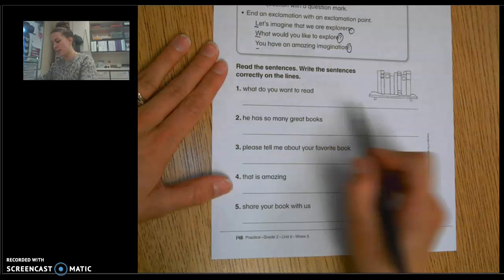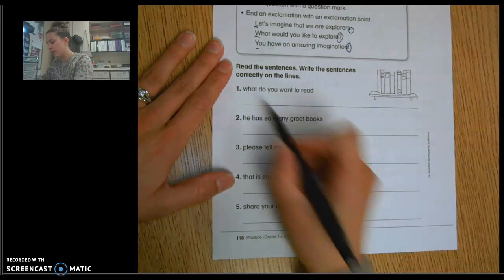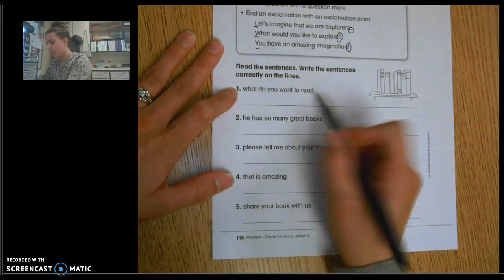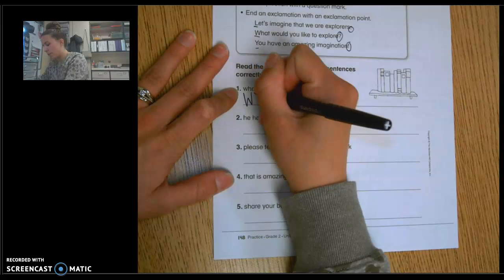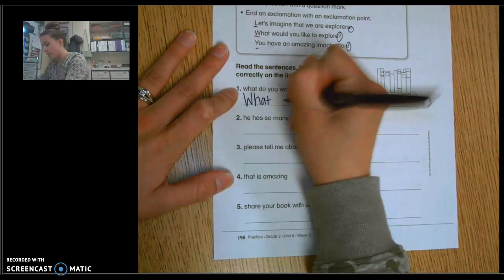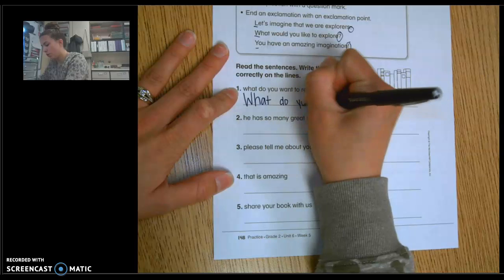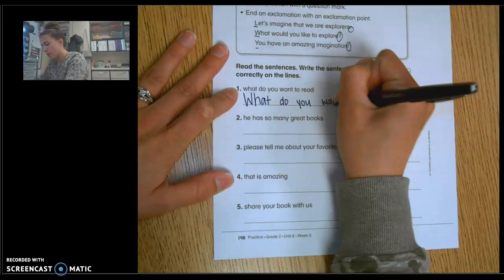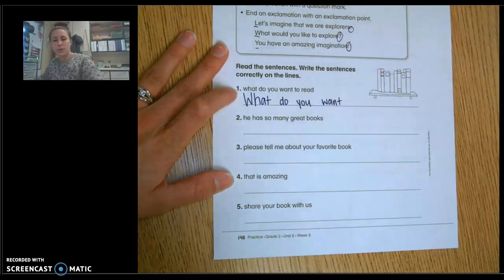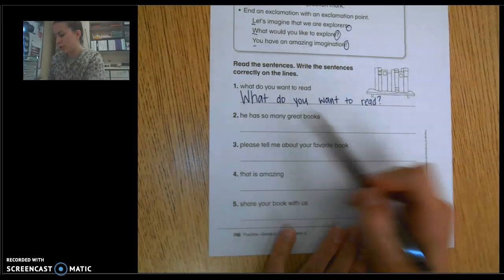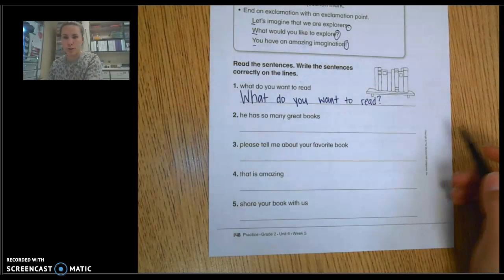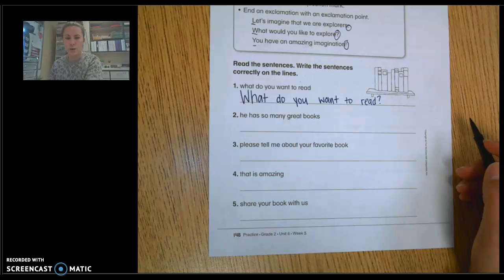So in these sentences, none of them have their ending punctuation or a capital letter. So when we rewrite these, we are going to write them correctly. This says, what do you want to read? So I need to do my capital W. What do you want to read? I made sure I put a question mark on the end because they're asking a question.